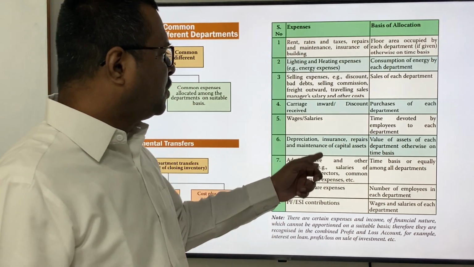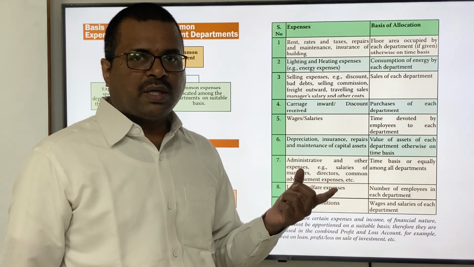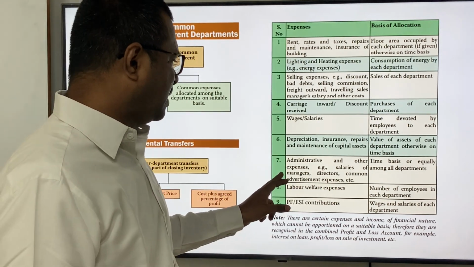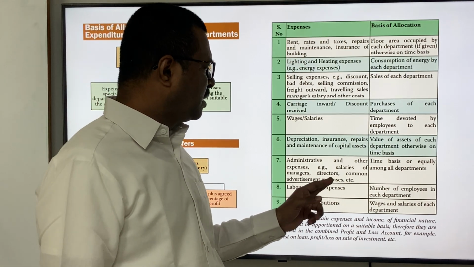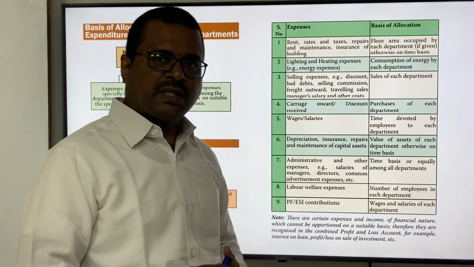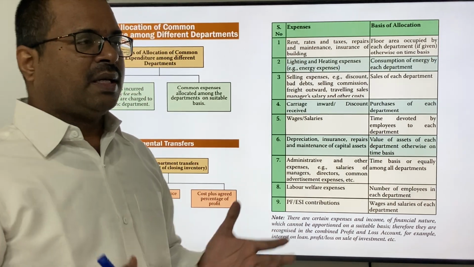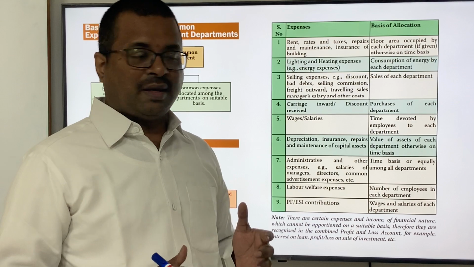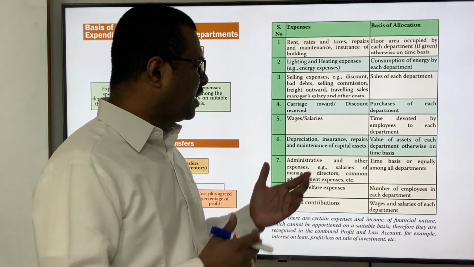Then depreciation and insurance: in this case, the value of the assets they have used or the time they have used that particular asset. Next, administrative and other salaries cost. This is again time basis. It is very difficult to allocate time for these expenses. Say for example, directors.